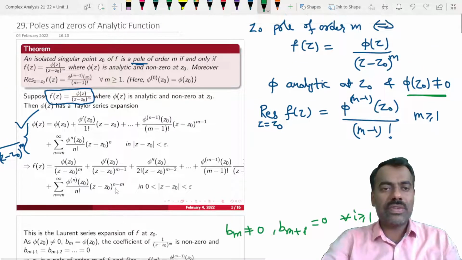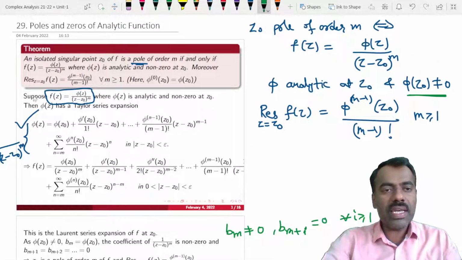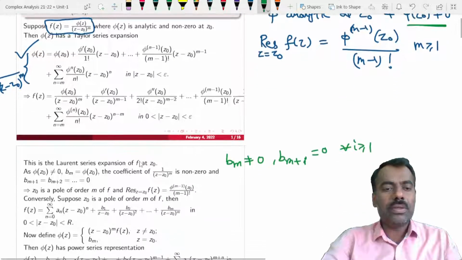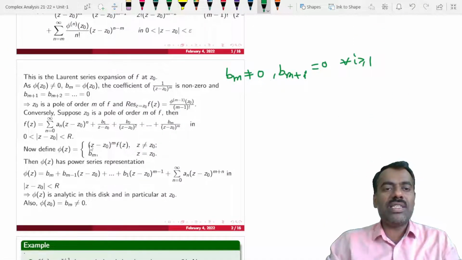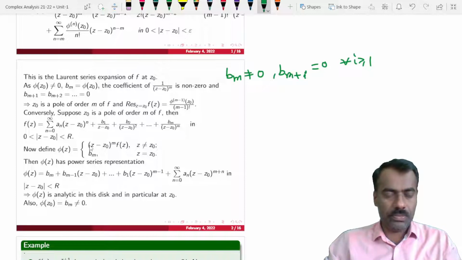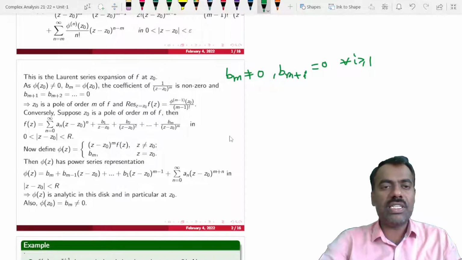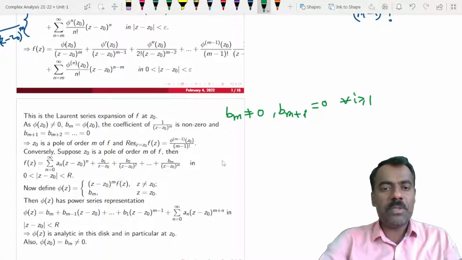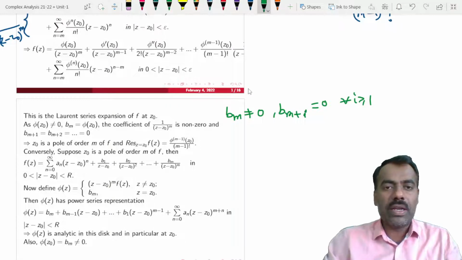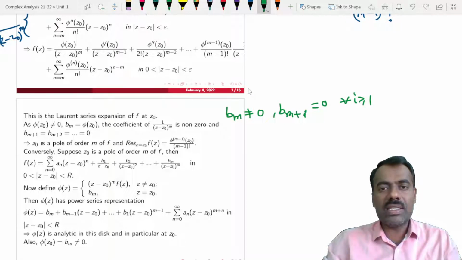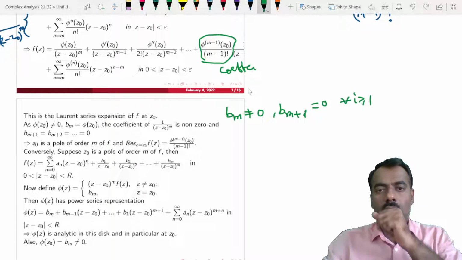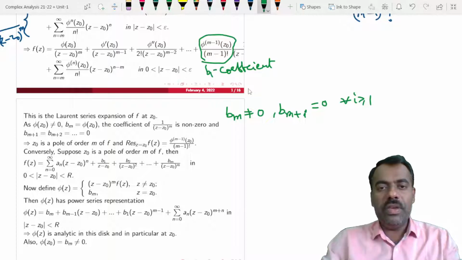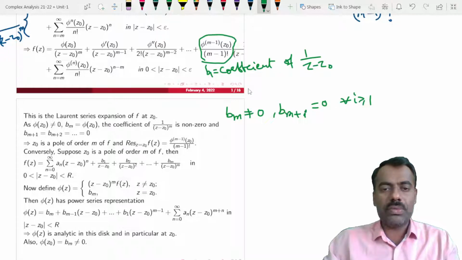Fine. Now what about the converse? Sorry, this is for a pole of order m, and why the residue is this one: because if you look at the coefficient b1 here, this is b1, which is the coefficient of 1 upon (z minus z naught), and that is the residue.